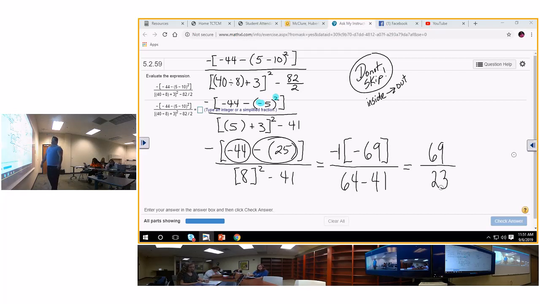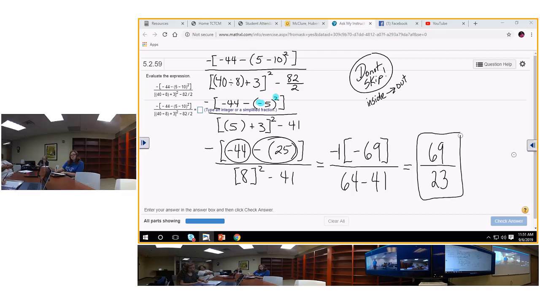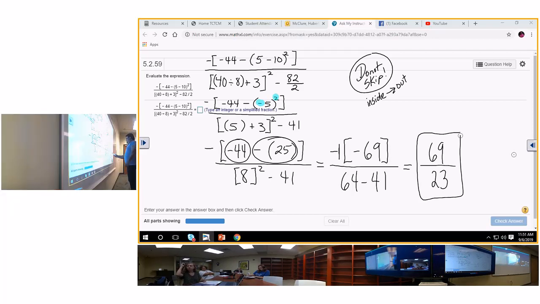And 23 is a prime number. So unless 23 will go in the numerator, chances are that's your answer. Wait a minute. 23 will go into 69. The answer is 3. Is 3 times 23 69?